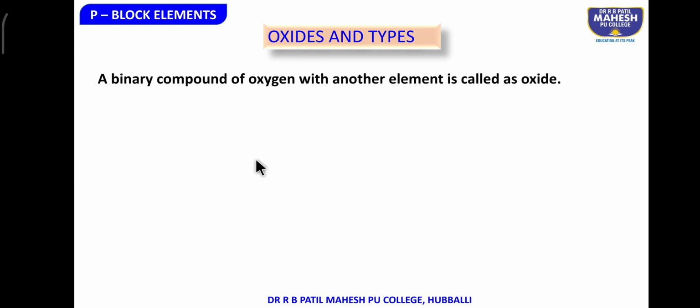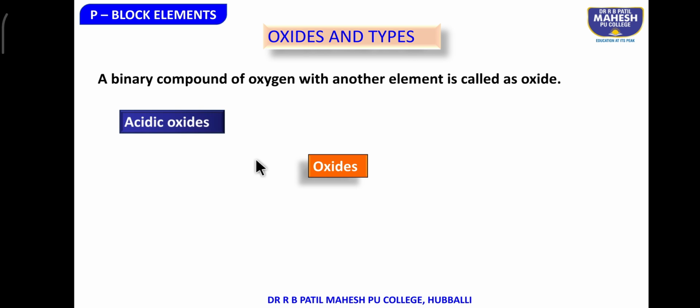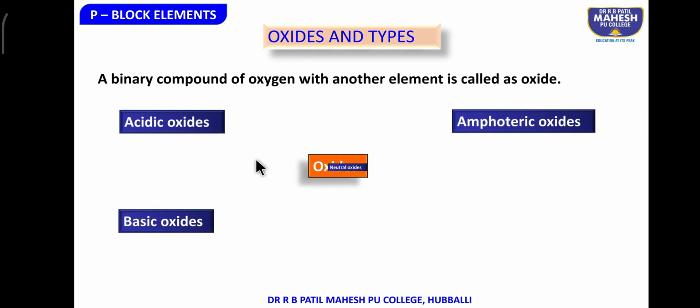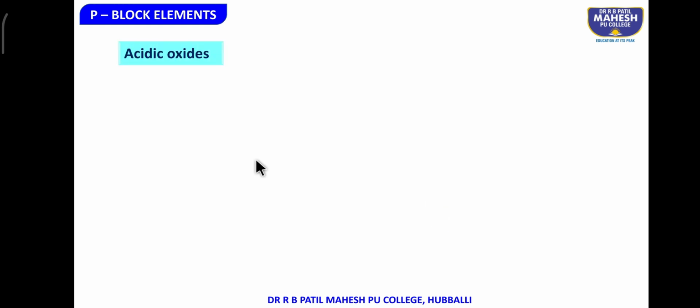Oxides and types. A binary compound of oxygen with another element is called an oxide. In oxides, we have acidic oxide, basic oxide, amphoteric oxide, and even neutral oxide. Let us see examples for each.